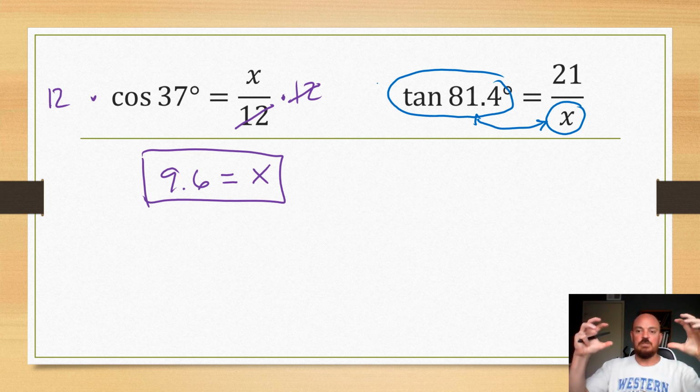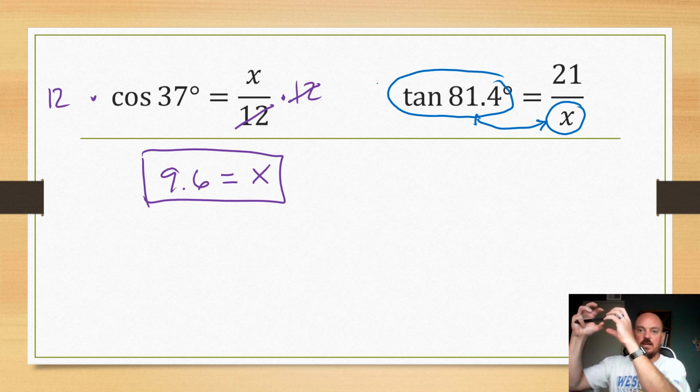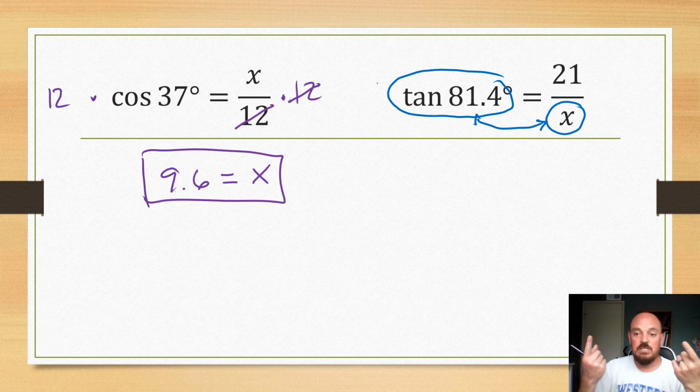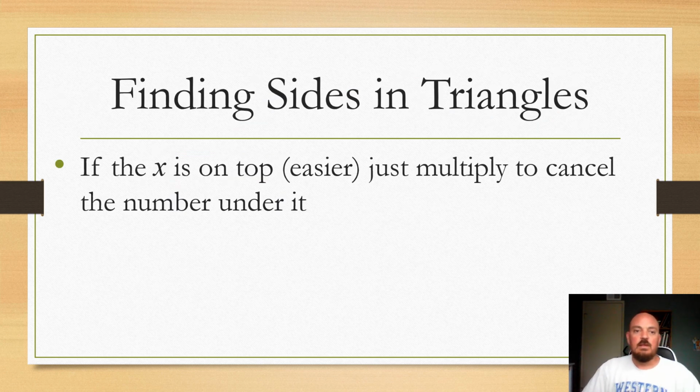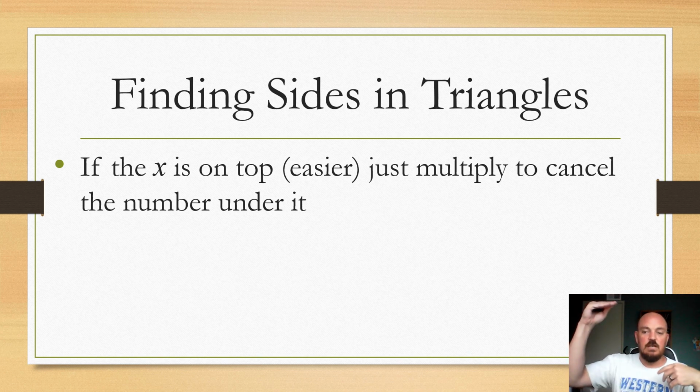So it's kind of a shortcut since you realize you're going to do the same thing every time. If I'm just multiplying and taking the x over here, and then dividing and putting the tangent of 81.4 back where the x is, instead of doing it in two separate steps, you can just, in one step, switch those two things. So let me put that into writing for the notes. I said, number one, if you go to solve a trig equation and the x is on top, that's the easier one. Just multiply by whatever was underneath it and you're done.